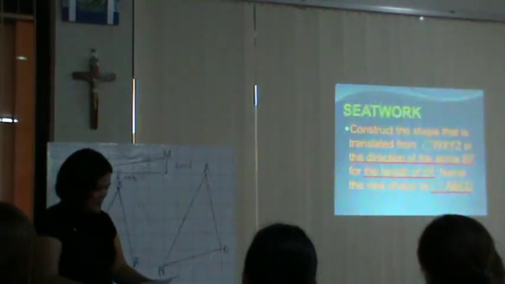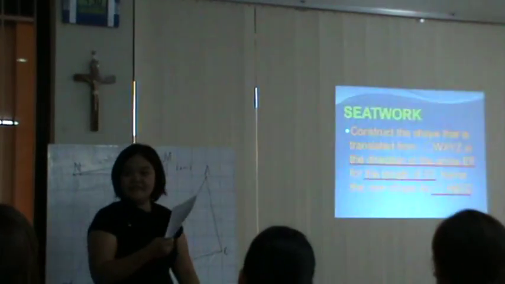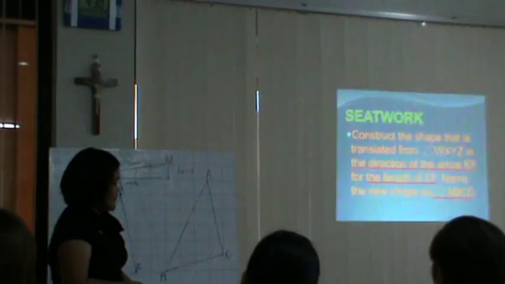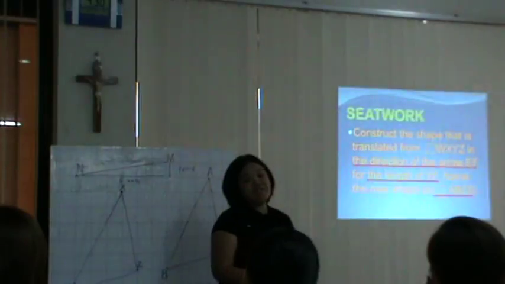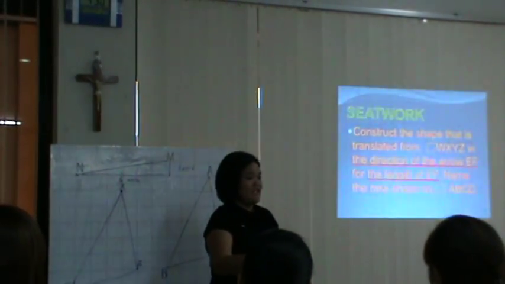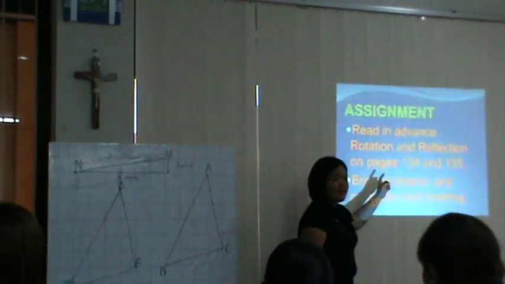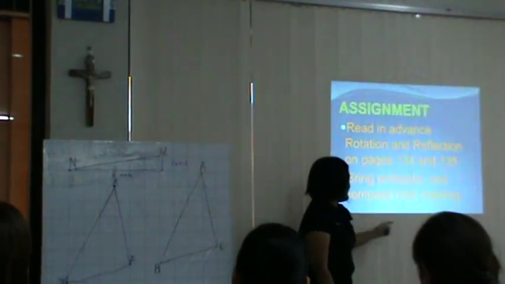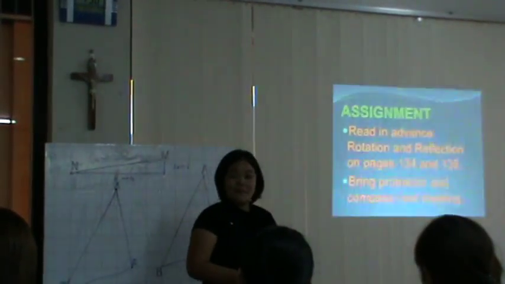I guess the seat work was easy. All papers here? Okay. So, again, let me just remind you of your assignment. That is to read in advance the next kind of transformation, which is rotation and reflection, found on pages 134 and 135 in your textbook. And don't forget to bring protractor and compass next meeting.